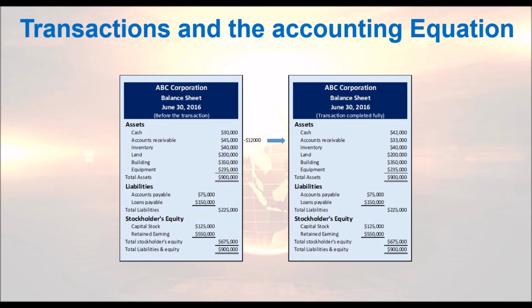Now, because this 12,000 that you collected, and that increased the cash from 30 to 42,000, was part of the account receivable, you need to reduce the account receivable by 12,000 also, because that 12,000 is no longer due, it's already collected, right? So instead of 45,000, now the account receivable is only 33,000. And now if you see the total assets, 900,000. If you see the total liabilities and equity, 900,000. So the equation is still holding true. Now the transaction has completed fully. And now you see, we just showed you that the transaction is true.